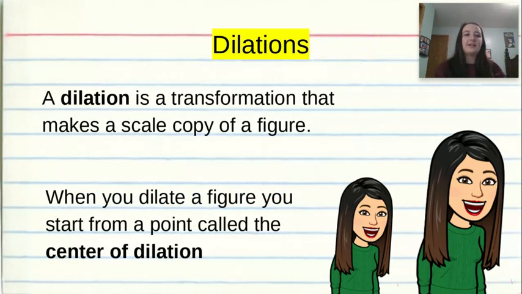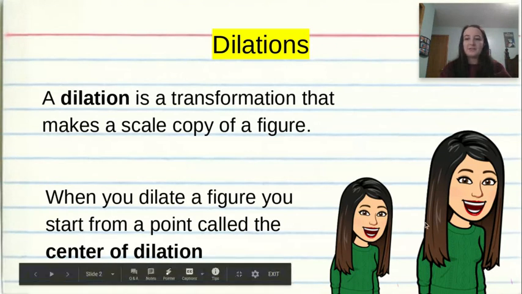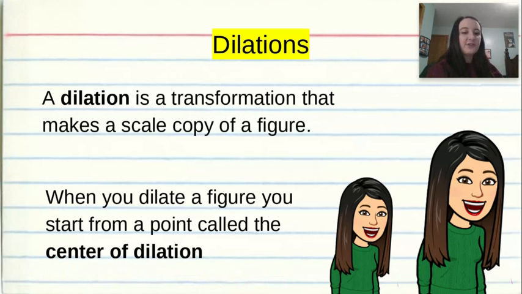So today we're talking about a dilation, and a dilation is a transformation that makes a scale copy of a figure. So that means it is the same shape, it's just going to be smaller or larger. So kind of like this picture here, how they are the same, just this one's smaller than this one. When you dilate a figure, you start from a point called the center of dilation.